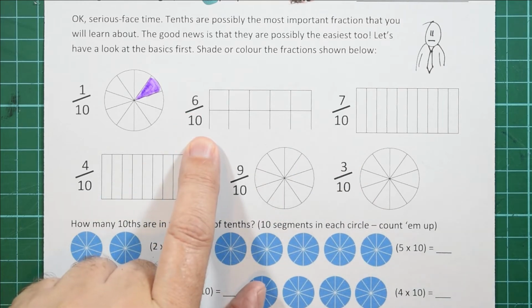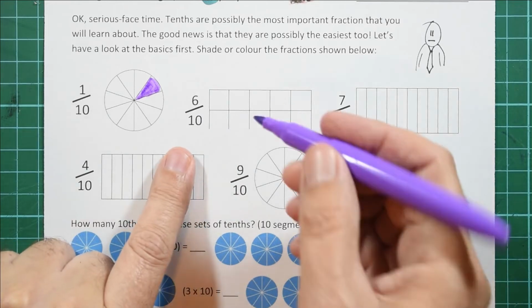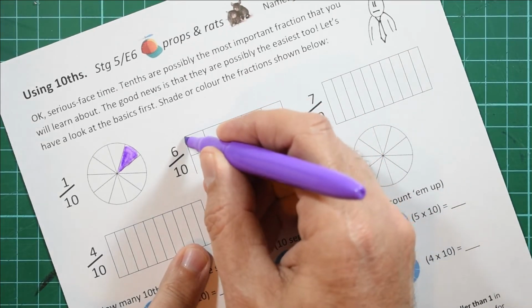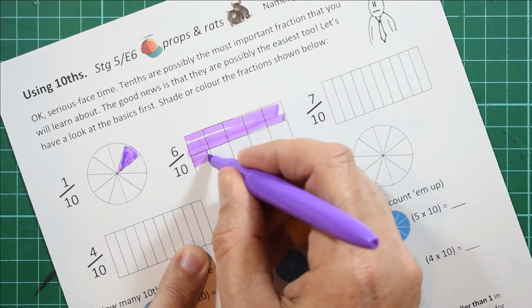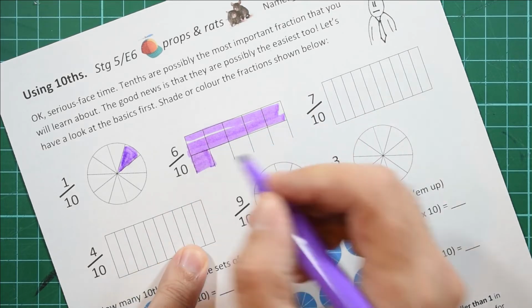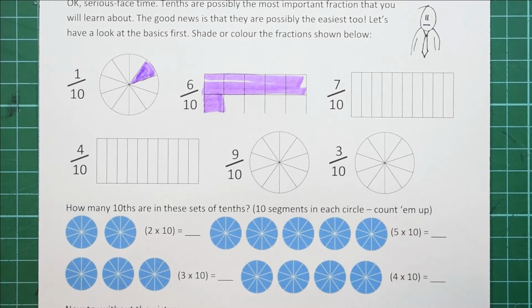This shape has been chopped into 10 segments, and we're going to talk about 6 of those. So you would colour all of those ones there, plus one of these, and you would have 6 tenths. So that's very easy to follow. I'll leave the rest for you to do.